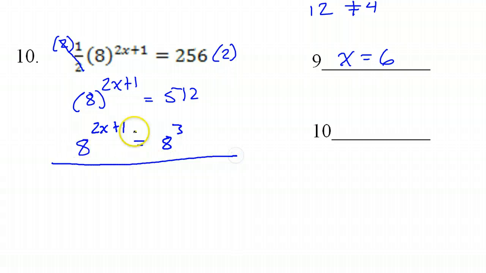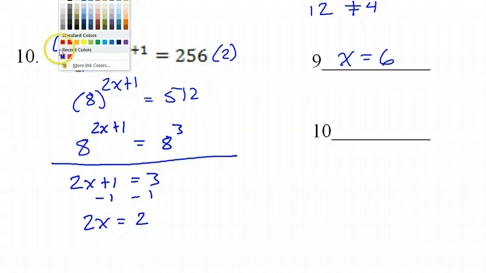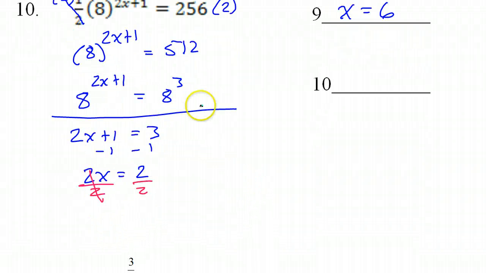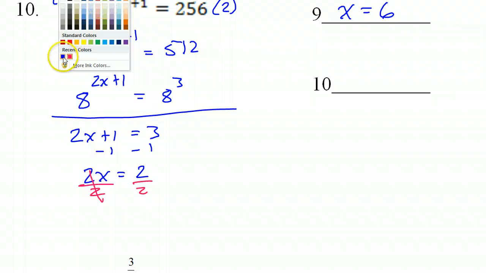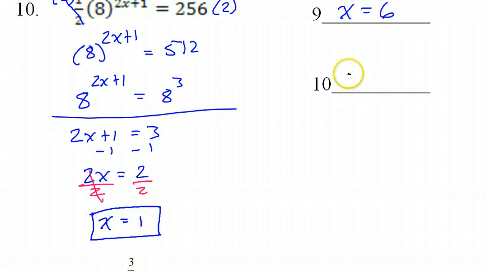Since the bases are the same, the exponents must be the same. So 2x plus 1 must equal 3. Subtract 1 from both sides, we have 2x equals 2. Divide both sides by 2, and you have x equals 1. Alright, that is the answer to number 10.